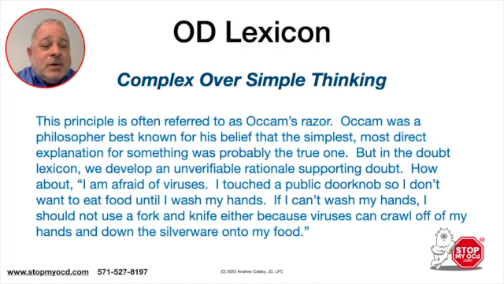How about, I'm afraid of viruses. I touched a public doorknob, so I don't want to eat food until I wash my hands. If I can't wash my hands, I should not use a fork and knife either, because viruses can crawl off of my hands and down the silverware onto my food. Now, factually, that's just not the case, but we can create that when we're doing complex over simple thinking.